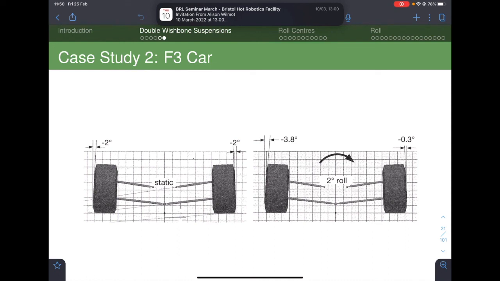They're also not necessarily parallel. You can see they've given static camber. They can camber on both sides. Okay, with 2 degrees of roll, this is dropped to -0.3, this is -0.6. You see we've still got some negative camber on both sides. So with the outside wheel, there's a bit of camber recovery as well.